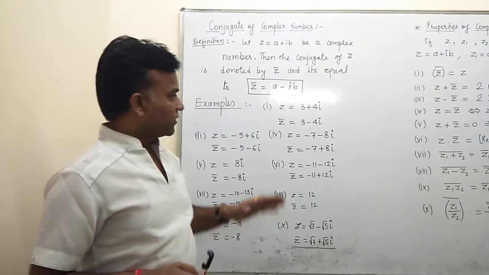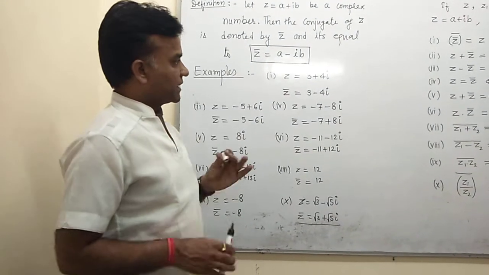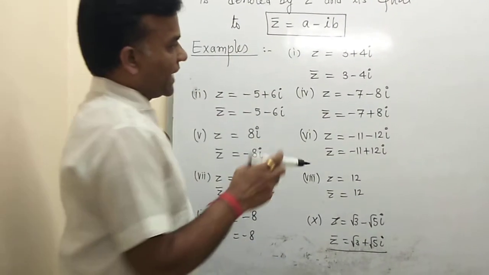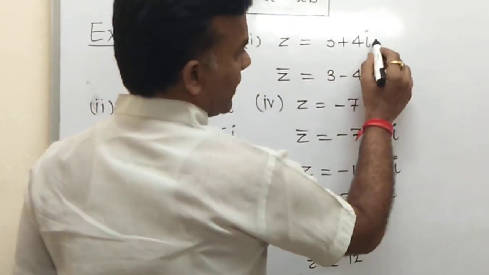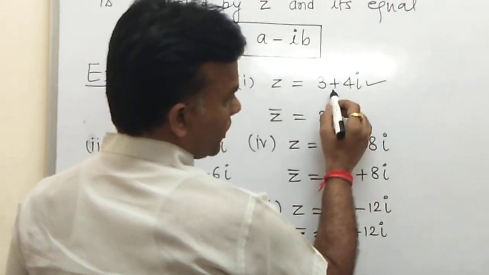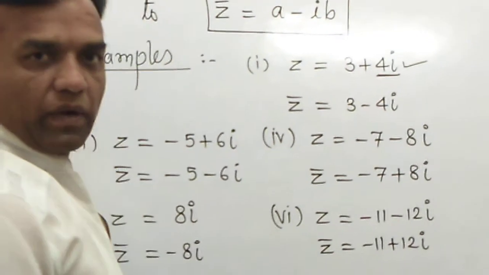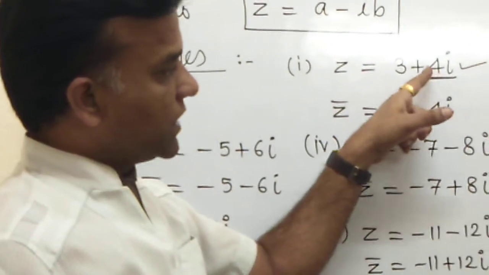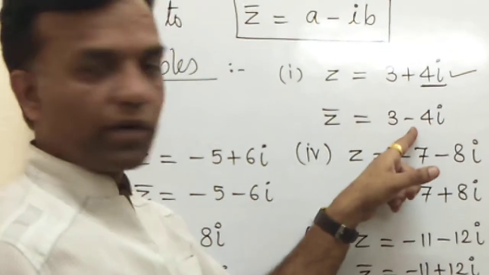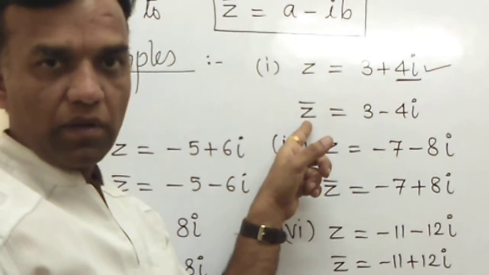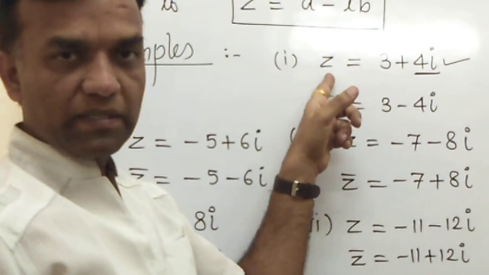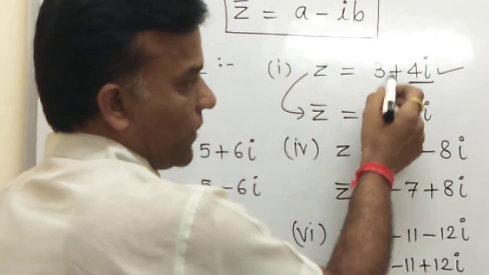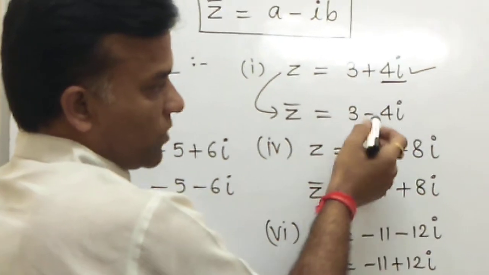So the conjugate has the one particular rule. We have listed many examples here; with the help of this definition we find the conjugate. Like you have z equal to 3 plus 4i. So plus 4i is important, and its sign is important. Now we find the conjugate, so change the sign of i, plus, and now convert it into minus. So you have the complex number and then you convert it into the conjugate, only the sign of i is changed, plus or minus.